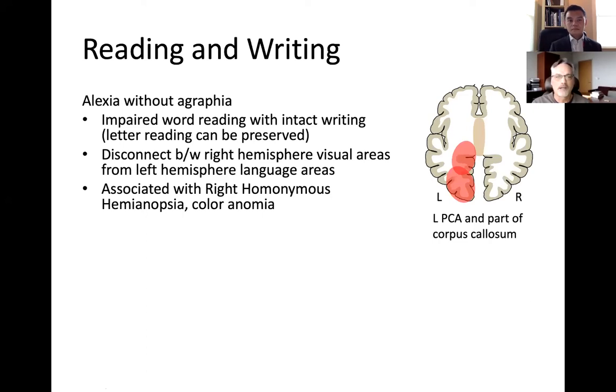Now we're going to talk about some of these disorders that affect reading and writing ability. And the first one is called alexia without agraphia. Alexia refers to an inability to read, and agraphia refers to an inability to write. So in this disorder, we have a patient who cannot read but can write.